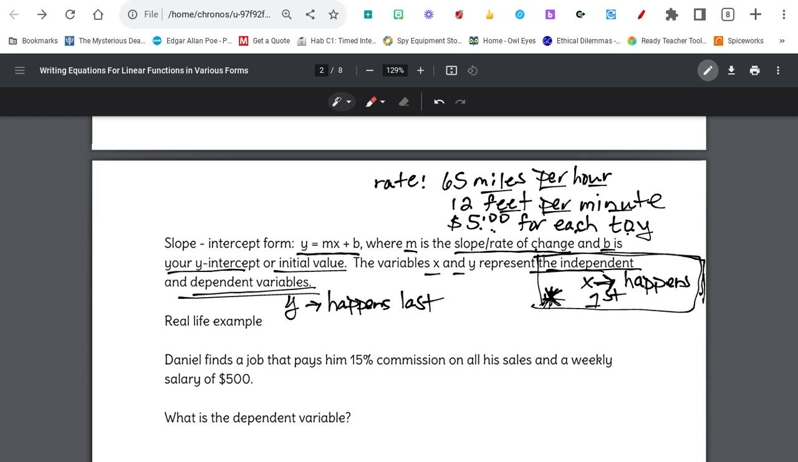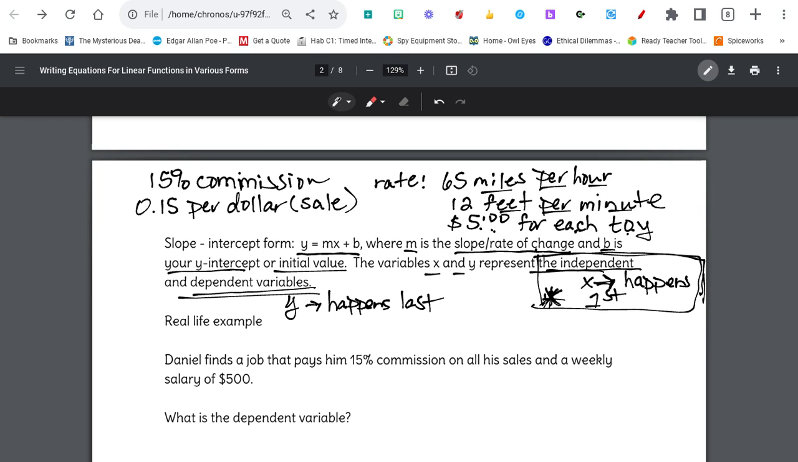Now, a percent can also act as a rate. So if you see 15% commission, which you're going to see in that next example, a 15% commission just means that someone is selling something, because salespeople make commission. If they earn a 15% commission, that just means for every dollar worth of merchandise they sell, they get 15 cents. So they get to keep 15 cents per dollar.